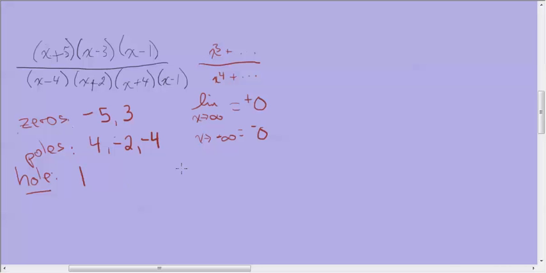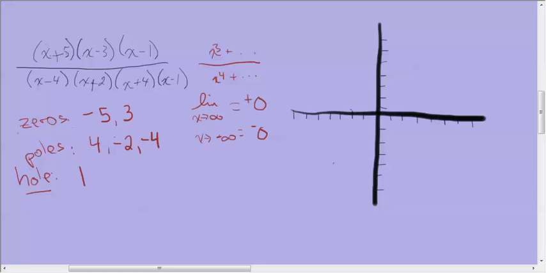All right, so let's call up our Cartesian plane. If I can get that to come back up there. All right, and we're going to graph this one. Now I have this issue. What do I do? Well, first of all, let's put our zeros. Our zeros occur at negative 5, and positive 3. Our poles occur at 4.